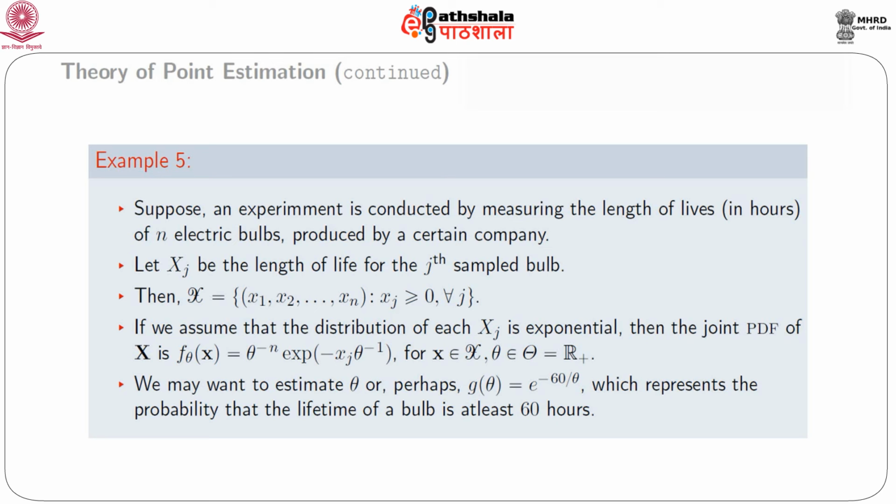If we assume that the distribution of each xj is exponential, then the joint PDF of the vector x is given by 1 by theta to the power n e to the power minus 1 by theta into summation over j from 1 to n xj, where x belongs to script X, theta belongs to script Theta. We may want to estimate theta or any function of theta, say g theta equals e to the power minus 60 by theta, which represents the probability that the lifetime of a bulb is at least 60 hours.